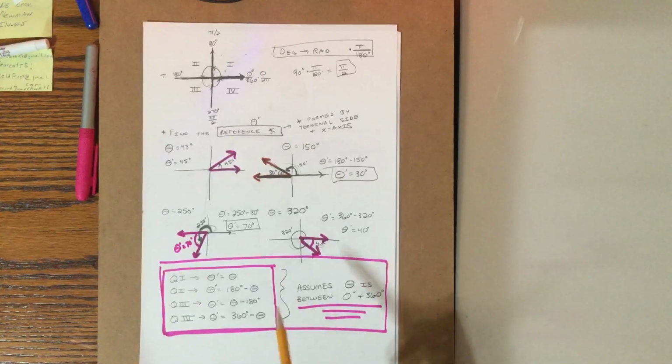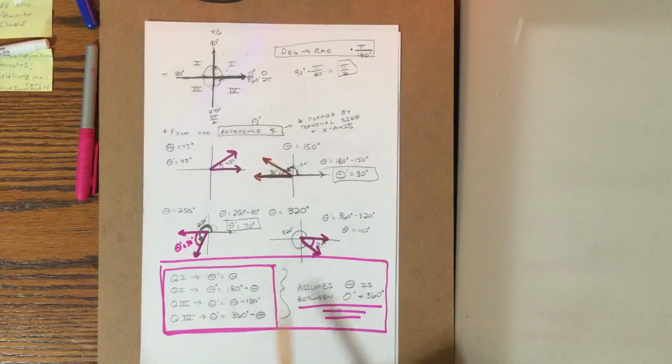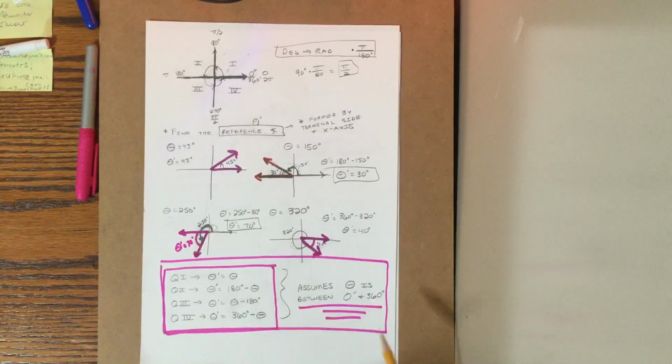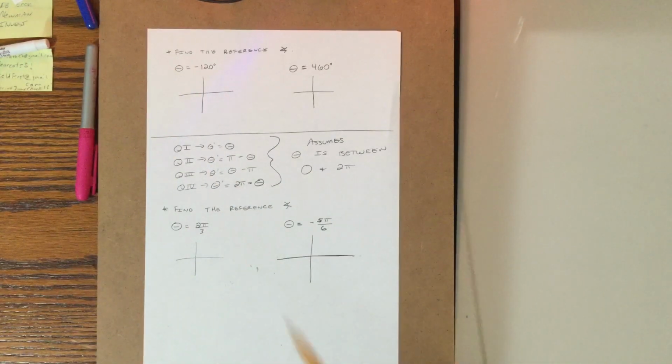In the previous video about reference angles with degrees, we looked at these rules, which had the assumption that theta was between 0 and 360 degrees. But what happens if theta is not? So here are two examples that will deal with that situation. And unfortunately, the only way we can really do this is use our brain a little bit.